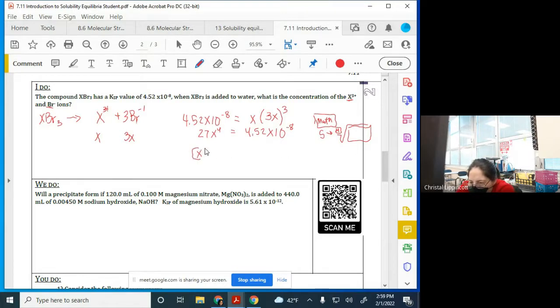x equals 0.0064 molar. And then what do I have to do to find the Br-? I have to multiply it by 3, which ends up being 0.019 molar.